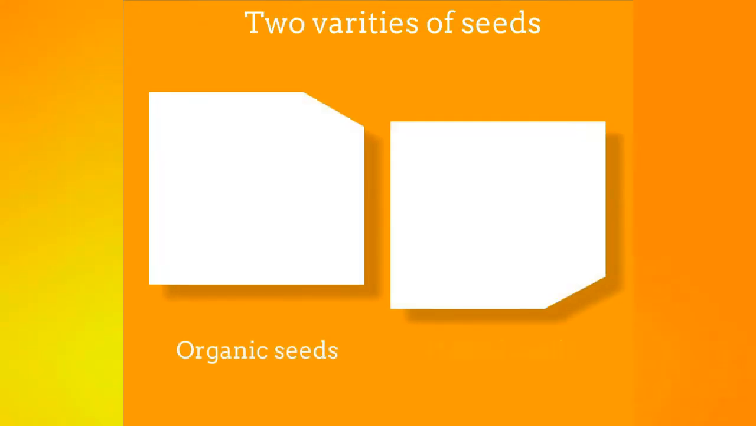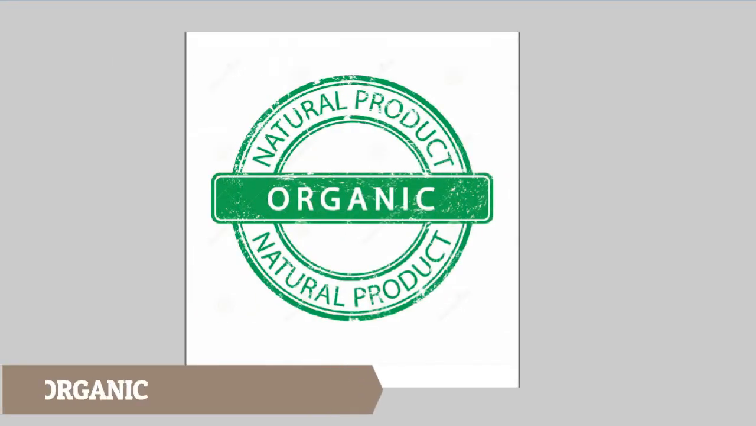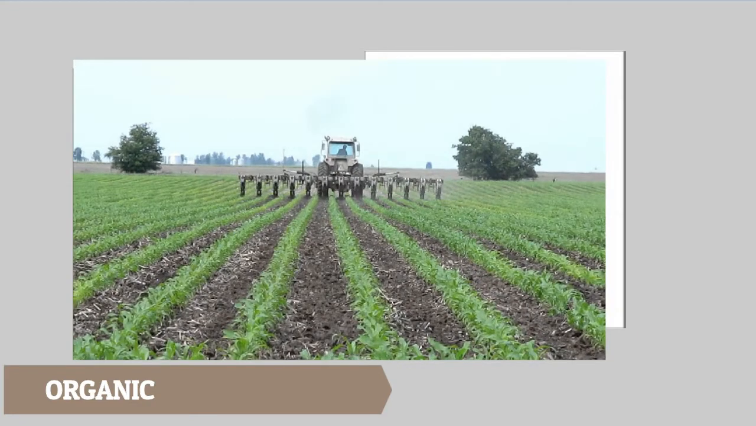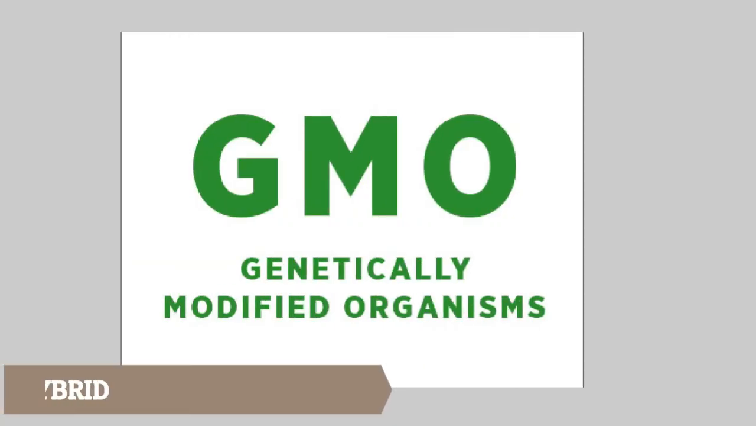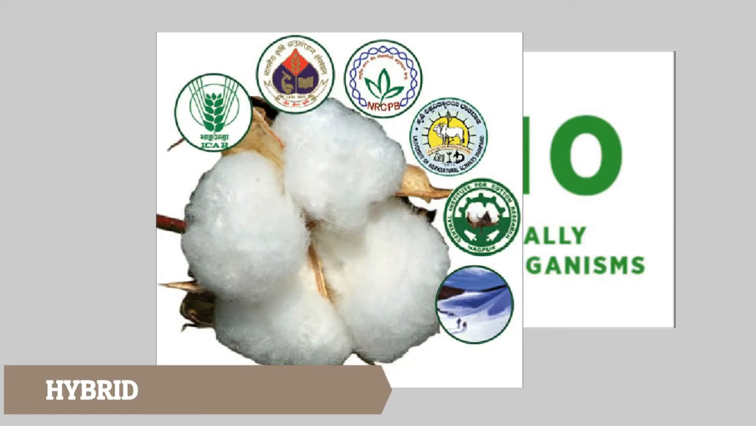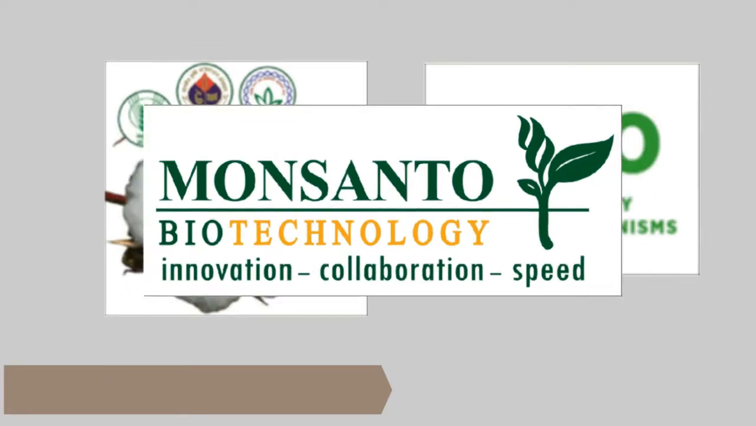The seeds are of two varieties: organic seeds and hybrid seeds. Organic seeds are a natural product, cultivated in black soil, and it takes 160 days to harvest. Hybrid seeds are said to be GMO. Hybrid seeds are also called BT cotton, biotechnology cotton. Only one company distributes them worldwide, Monsanto.